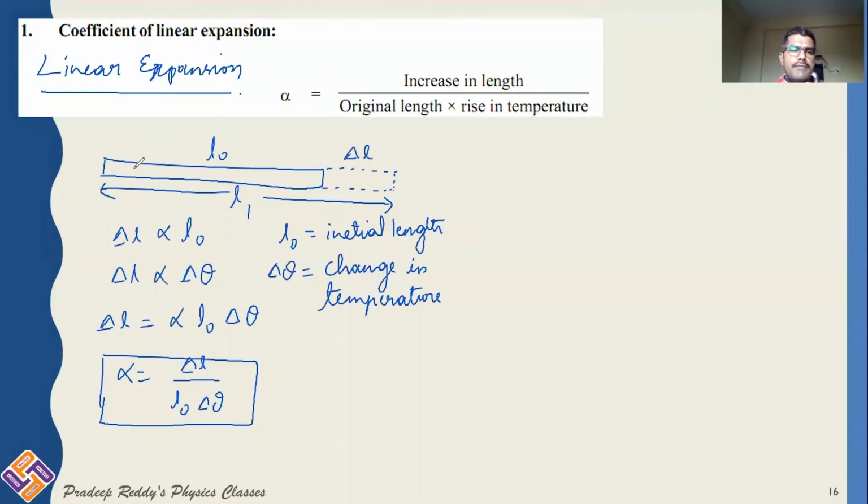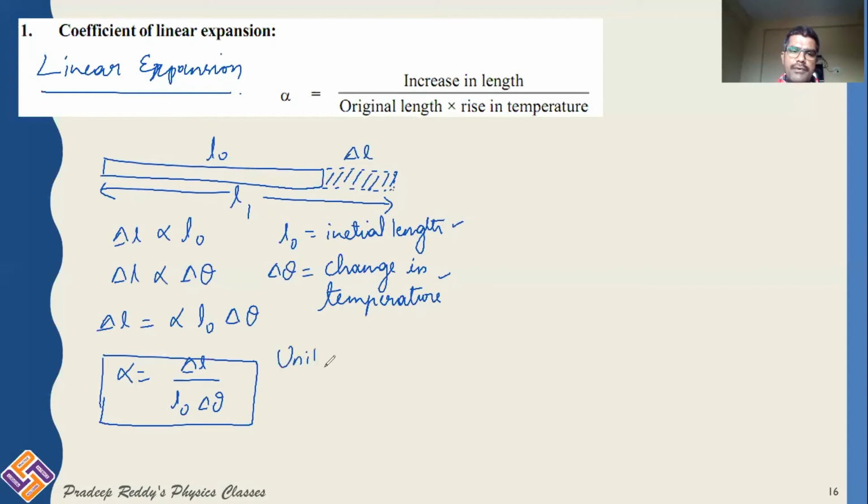So we already have seen this. Initial length of the rod is L0. When you are heating it, it is increasing its length. This is the increase in the length. Final length of the rod is L1. Delta L is L1 minus L0. Change in the length is directly proportional to initial length and directly proportional to change in the temperature. Combining these two, you will get the equation for alpha, which is called the coefficient of linear expansion.